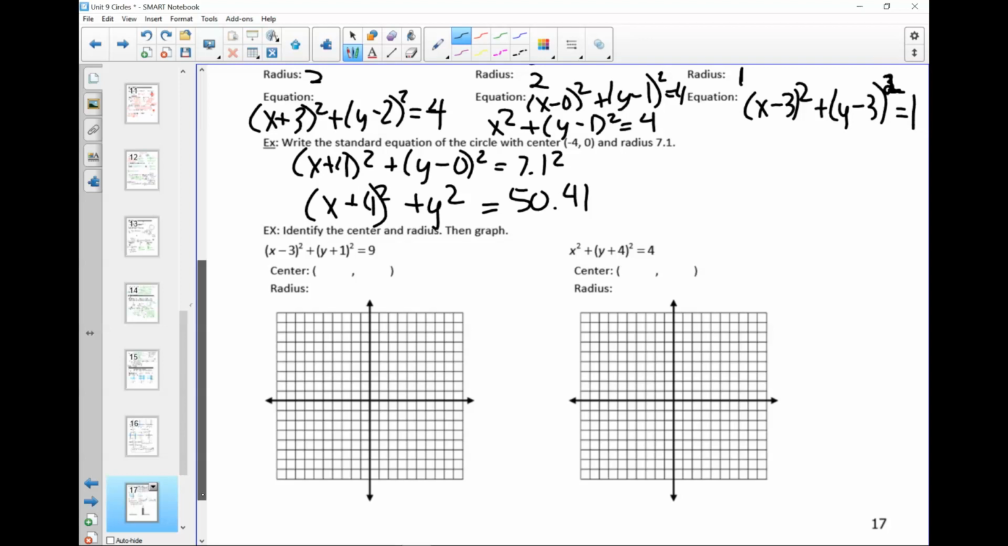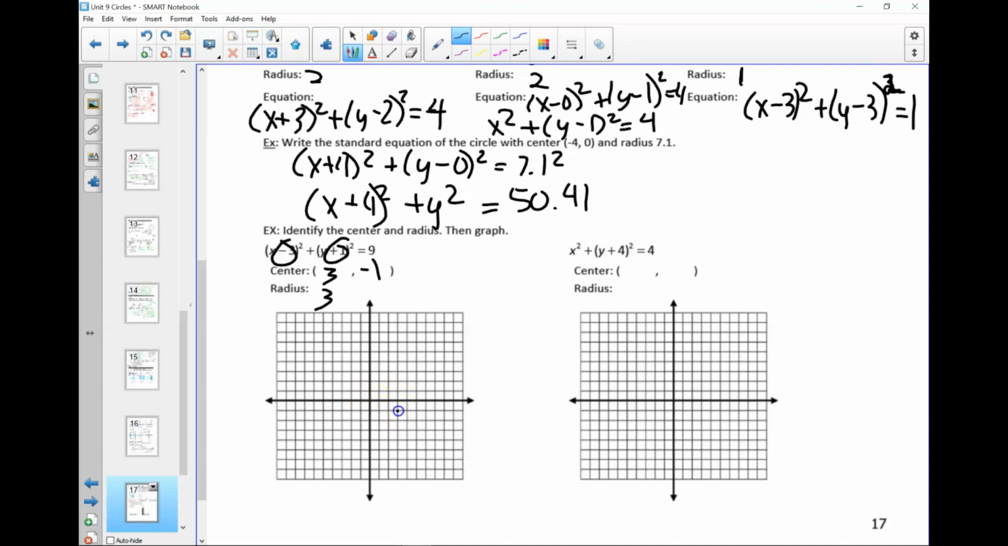Okay, so if we look at the equation on the next example, x minus 3 squared plus y plus 1 squared equals 9. This is telling us what our center is. So do we do the opposites? 3, negative 1 is our center. The square root of 9 is 3. So we find the ordered pair, 3, negative 1.